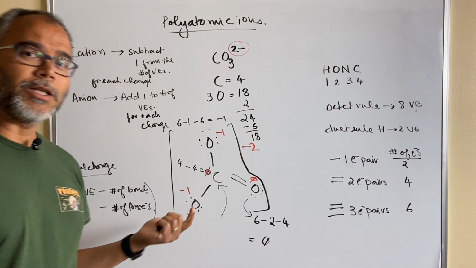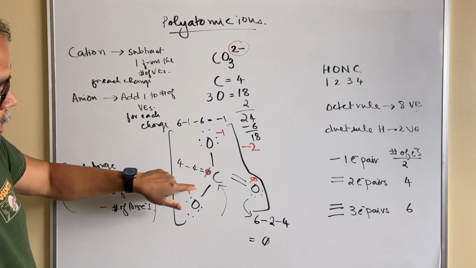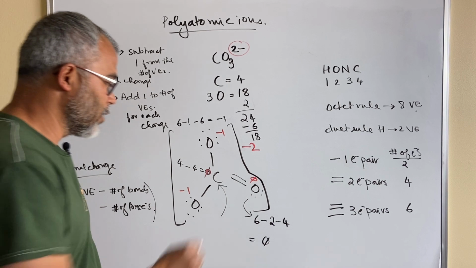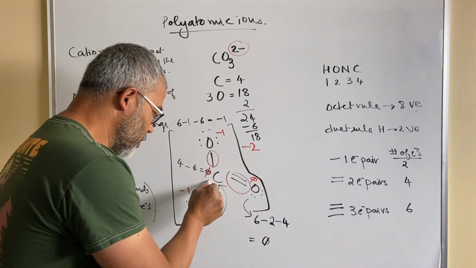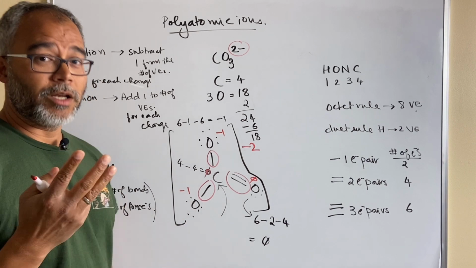Now, let's talk about the structure of this. I forgot to talk about the shape or the structure of this. Well, there are 3 electron groups around the central atom. 1, 2, and 3. 3 electron groups, which means it's going to be trigonal planar.